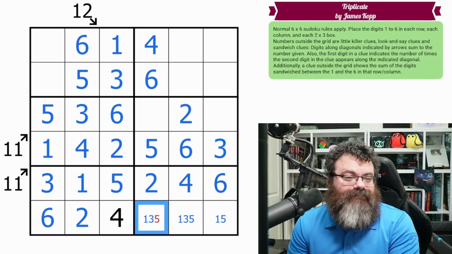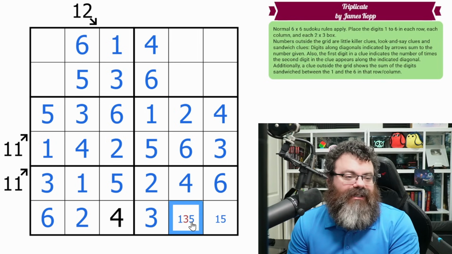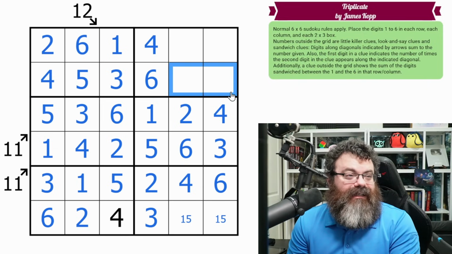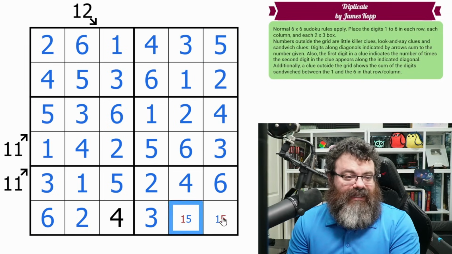That's 5. Up here, we need the 1 and the 4. So that's 1, that's 4, that's 3. Up here, we need a 2 and a 4. So that's 2 and that's 4. Down here, we need 1 and 2. That's 1 and 2. Up here, we need the 3 and 5. 5 and 3. That's 5 and 1. And we're done.